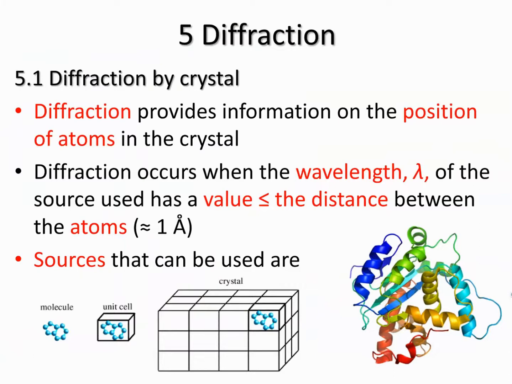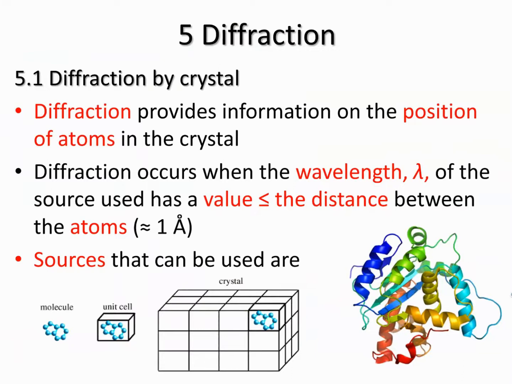So, diffraction by crystal. Diffraction will provide the information on the position of atoms in the crystal. And the diffraction occurs when the wavelength lambda of the source used has a value smaller or equivalent to the distance between the atoms, which is around 1 angstrom. And there are a few sources that we can use, like neutron, electron, and X-ray.